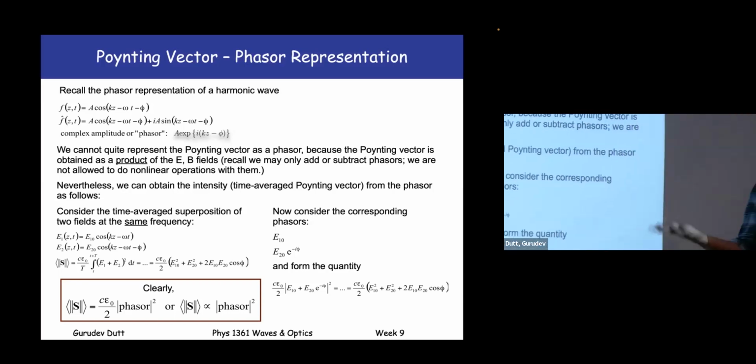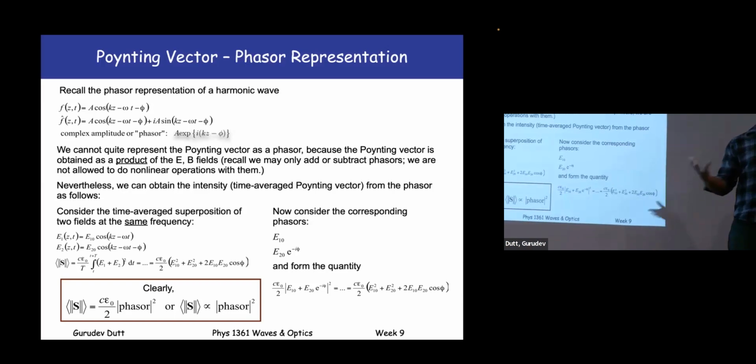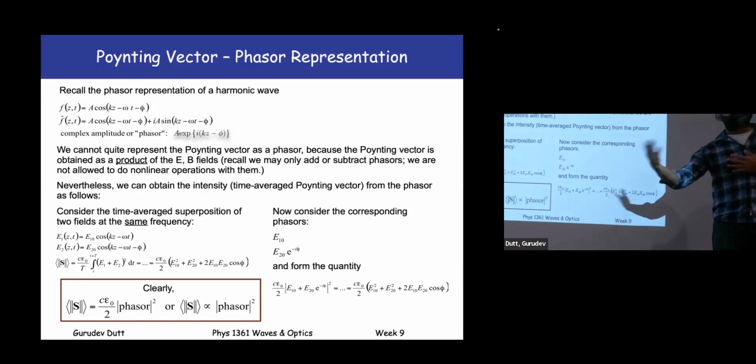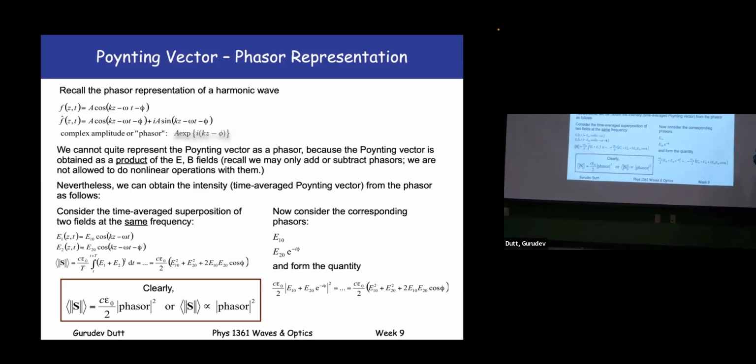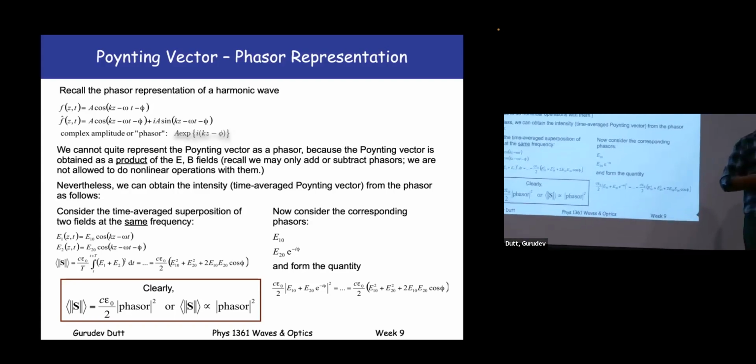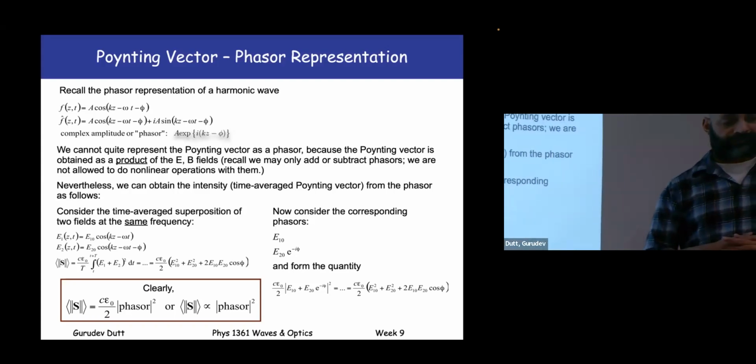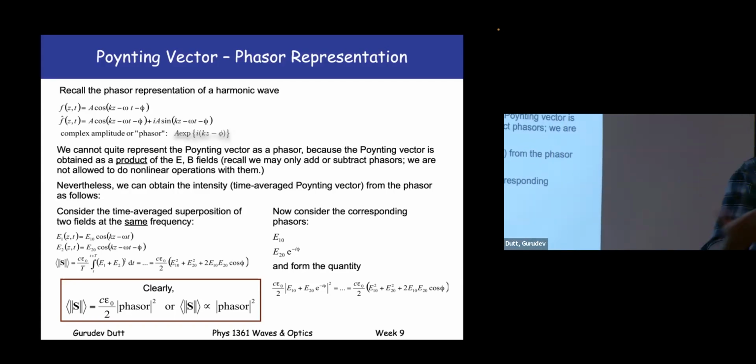Or since we don't usually care even about the constants, we'll just say as long as the magnitude of the phasor squared is increasing, then the intensity is increasing, or it's at a maximum when the phasor magnitude is at a maximum, or it's a minimum when the phasor magnitude is at a minimum. That's when the intensity will also be maximum or minimum. Okay. All right, that was just the math prelude.